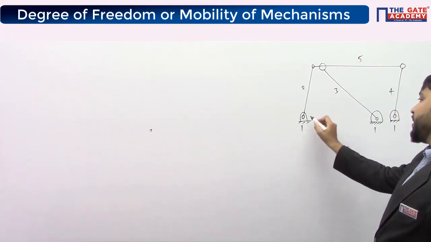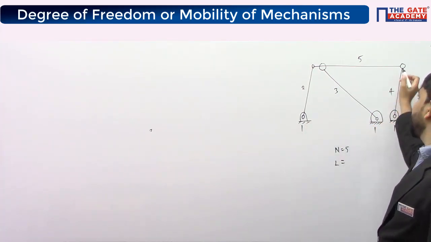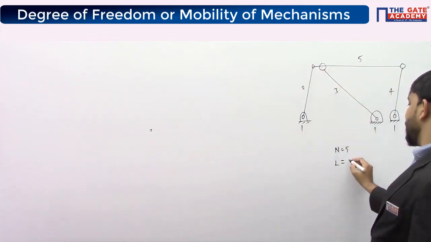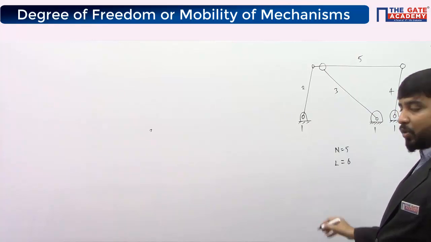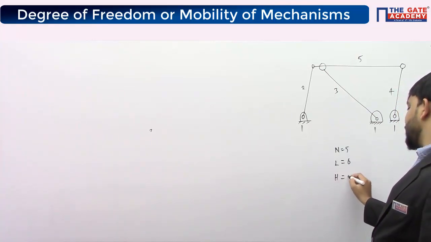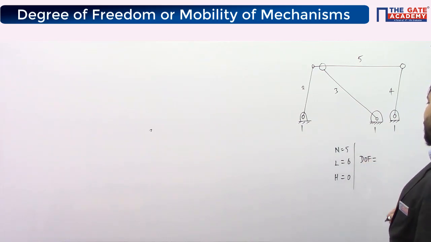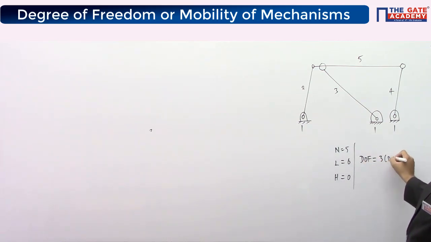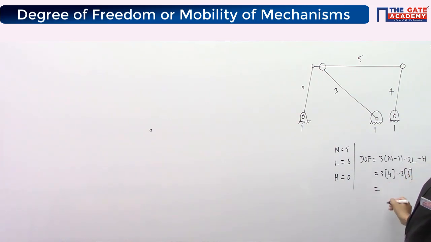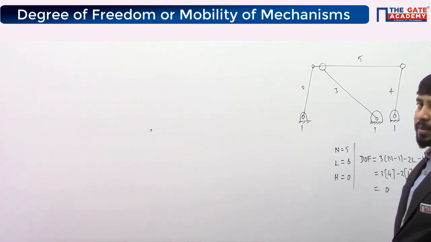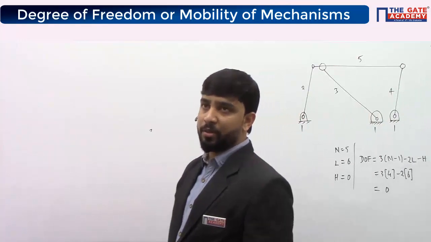If you see the number of lower pairs, this is a turning pair: 2, 3, 4, 5, 6. The number of turning pairs is 6, and turning pairs are lower pairs. If you see the number of higher pairs inside the mechanism, there are no higher pairs. Degrees of freedom is 3 into n minus 1, minus 2 times lower pairs, minus higher pairs. So degrees of freedom for this mechanism is 0, okay?